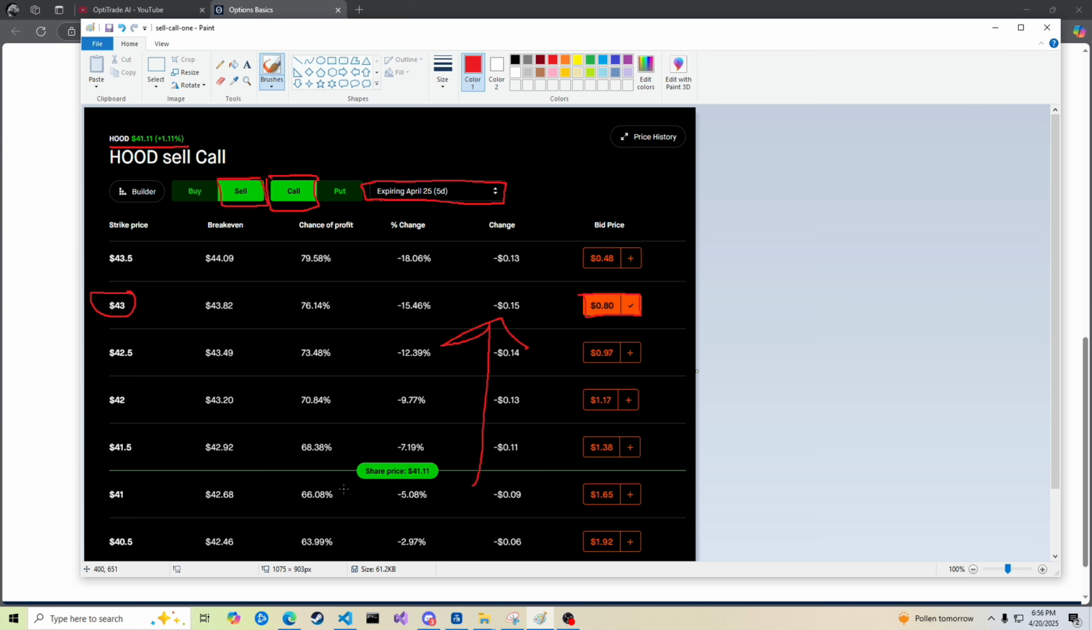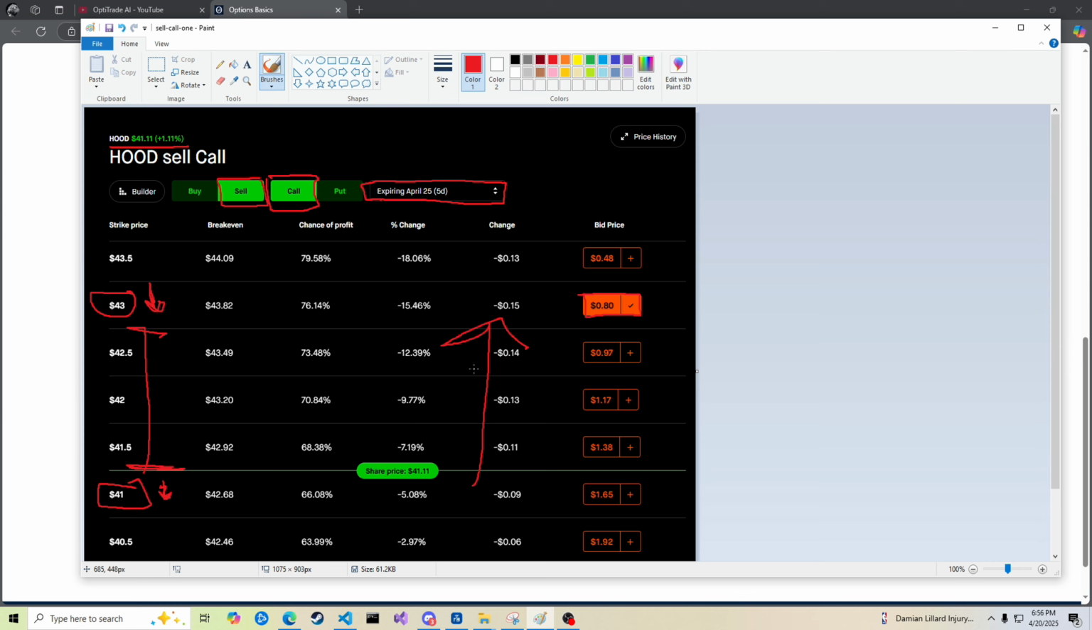And so let's say you own Hood at $41 and you sell this covered call at $43 and you make $80 off of that. Okay, so basically what that means is that if the stock by the end of the week is anywhere between this range, less than $43, it just has to be less than $43. Ideally, not less than the price that you paid for it, right? But as long as the price of Robinhood is below $43, you will not have to sell your shares. You will simply just collect that $80 in premium and the option will expire worthless.